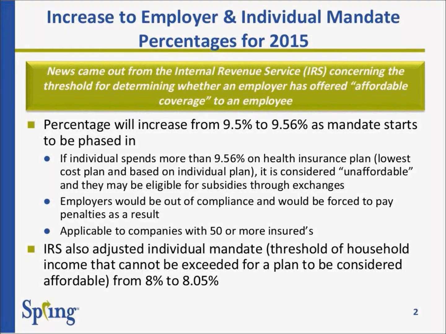Additionally, the IRS also adjusts the individual mandate, the threshold of household income that cannot be exceeded for a plan to be considered affordable, from 8 to 8.05%. That's a different calculation, but because of the increases in insurance costs, they had to adjust accordingly for both of these measures.